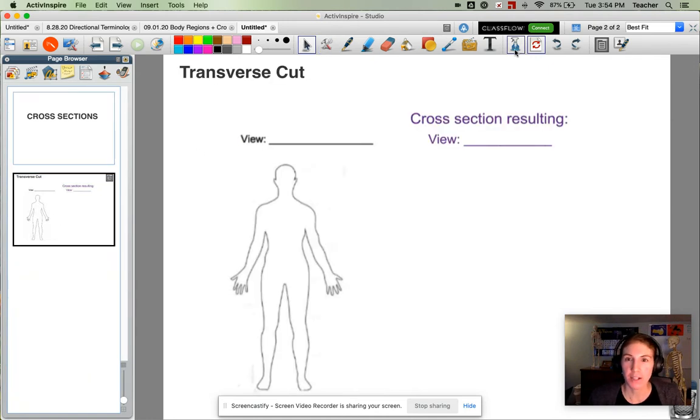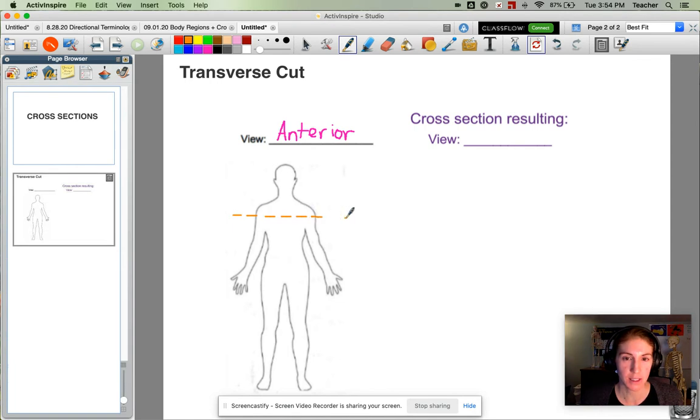If we are talking about a transverse cut, which is what number 3 is all about, first of all, we need to go ahead and label this view of this person. You could put anterior or posterior. I'm going to just put anterior, assuming this person is looking straight at us. If you put posterior, that is okay. Now, it asks for you to draw a dotted line indicating the cut. So you can pick wherever you like. I'm going to select right here.